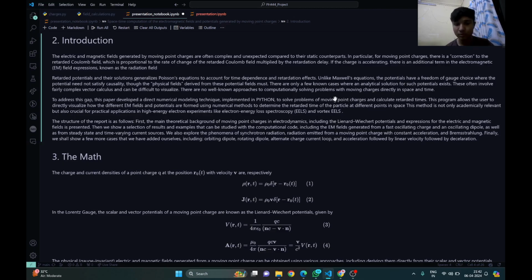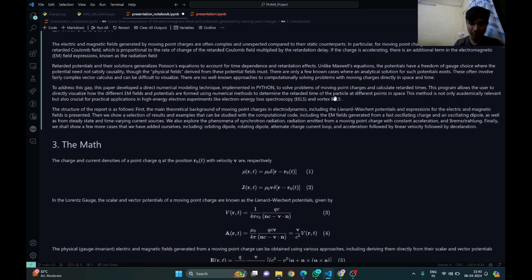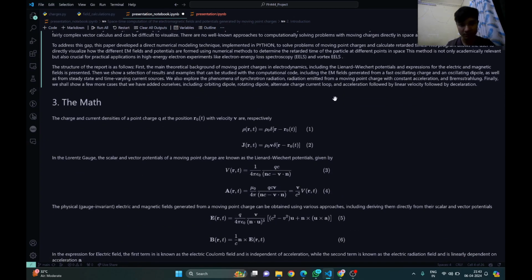After that, we'll also explore the phenomenon of synchrotron radiation emitted from a moving point charge with constant acceleration, and the bremsstrahlung effect. And finally, after that is done, we shall also show a few more cases that we have added ourselves, including orbiting dipole, rotating dipole, alternate charge current loop, so a current loop which has positive and negative charge placed alternatively, and a particle accelerating, then following linear velocity, and then decelerating. We've also created a separate class for this that shall be talked about towards the conclusion of this presentation.